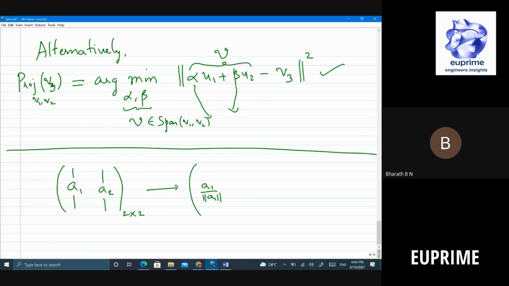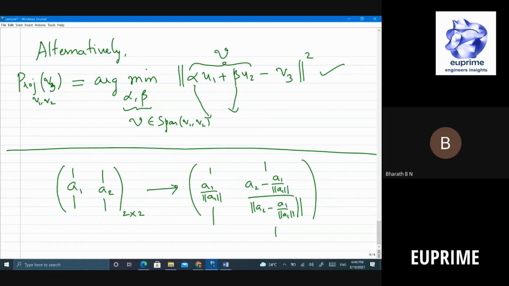So let me write this. A1 by norm of A1. The other one would be A2 minus A1 by norm of A1, divided by norm of A2 minus A1 by norm of A1. So this is what I get. Do you agree? This is the vector. Now, what transformation led to this, or can we go back and forth?